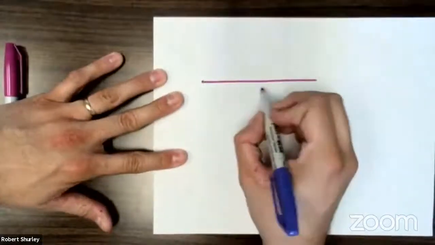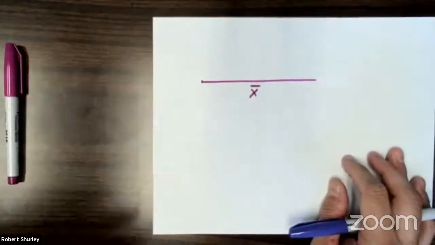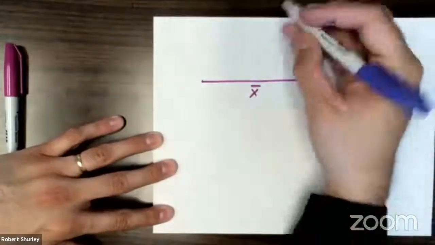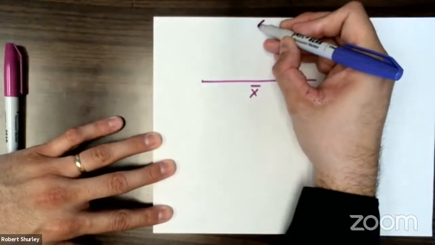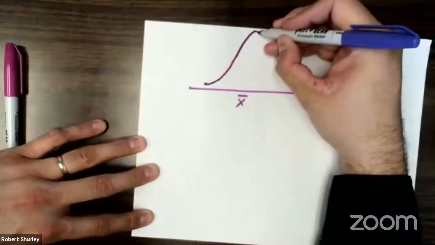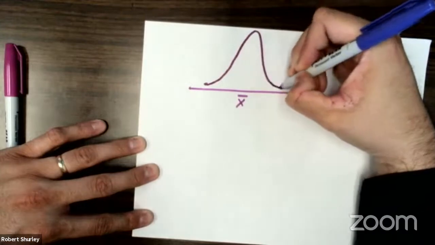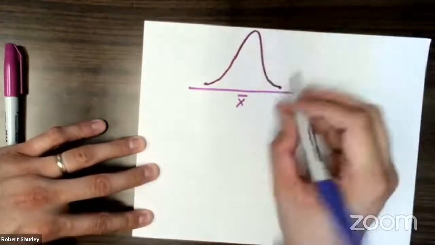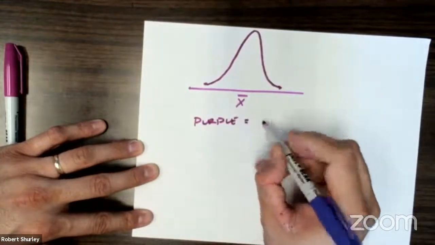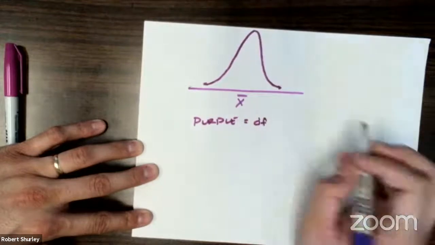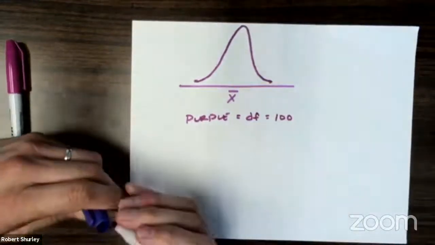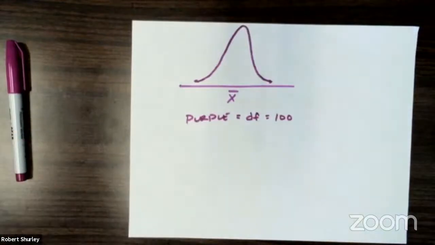Okay. Now we're going to talk about lining up on X bar. And actually it's going to be 0 for the T. But let's say I have a really steep T distribution. We're going to say that the purple has a degree of freedom, we usually use DF of, let's say, 100. Okay, that's a really nice degree of freedom. So that means our sample size was 101, right?